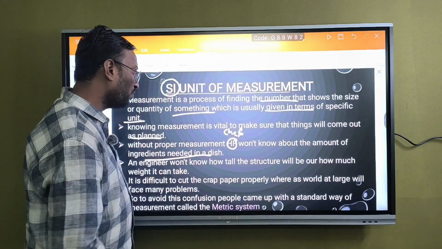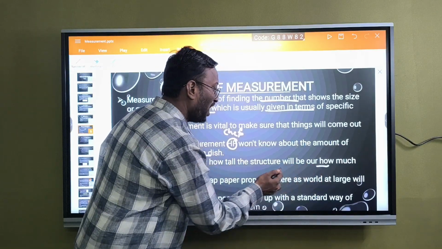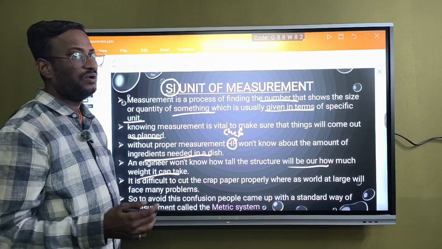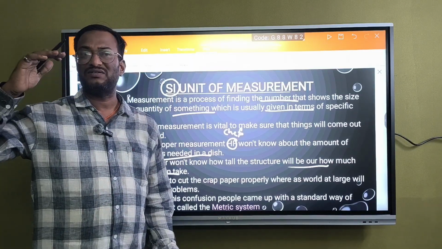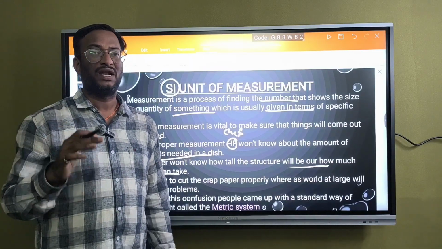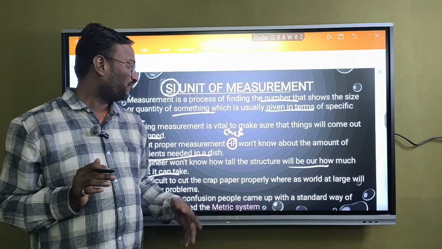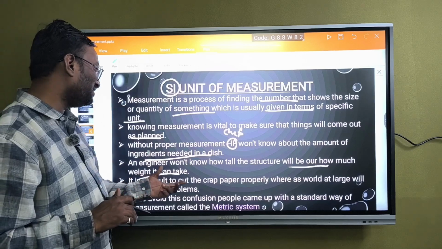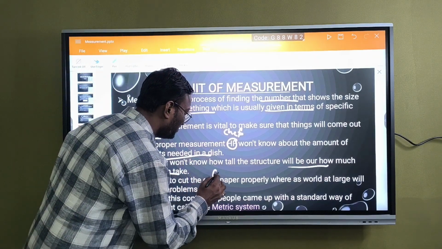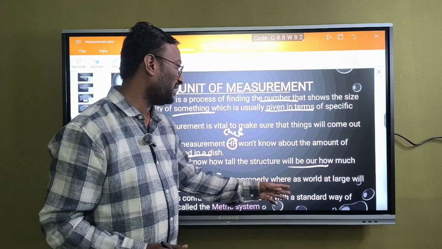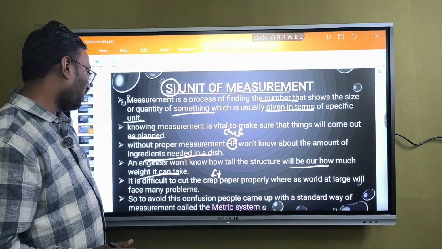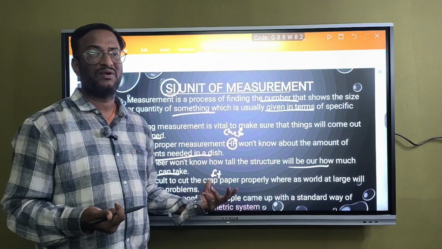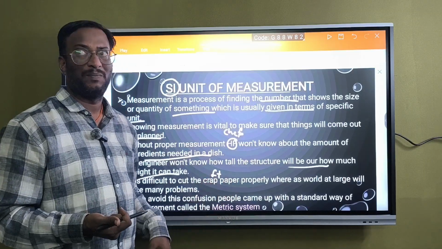An engineer won't know how tall the structure will be or how much weight it can take. You need a plan in order to measure a structure, to do some construction. So for that he requires some measurement. And it is difficult to cut craft paper properly without it, and the world at large will face many problems without exact measurement.